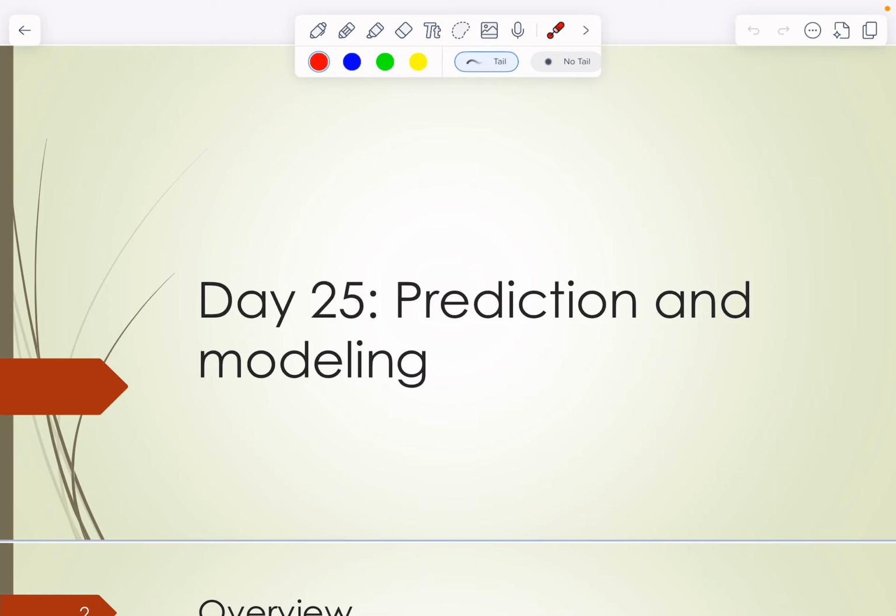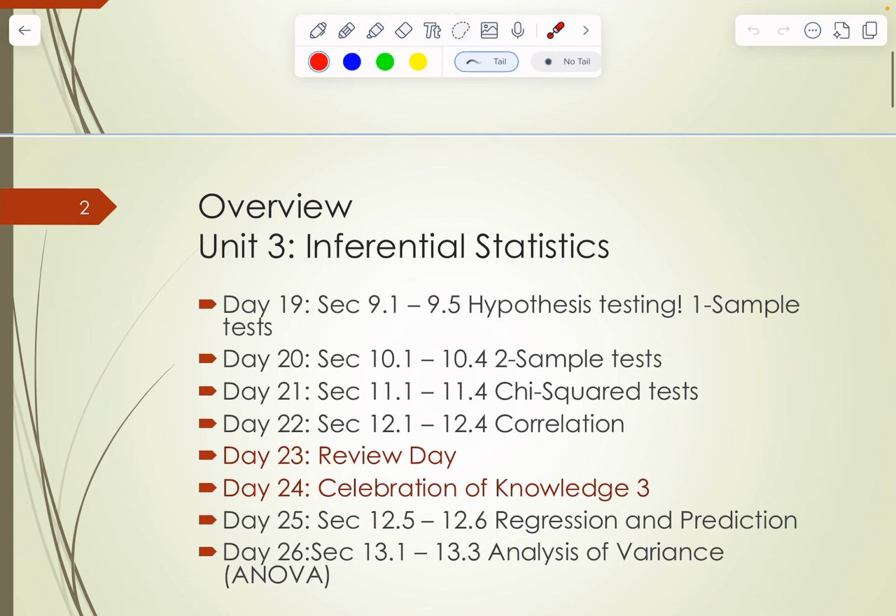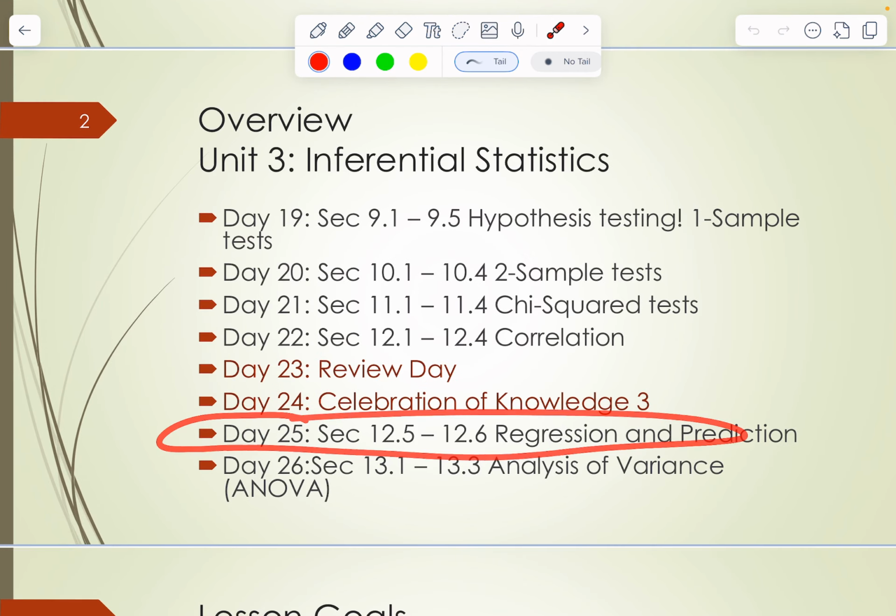Hello everyone. Today we're talking about predictions and modeling. Here's an overview. We're ready to start. This is the last lesson before ANOVA.